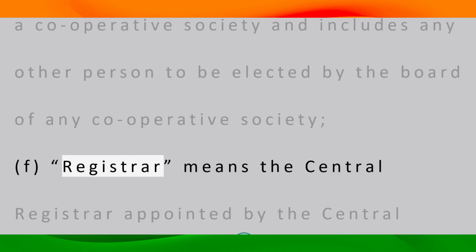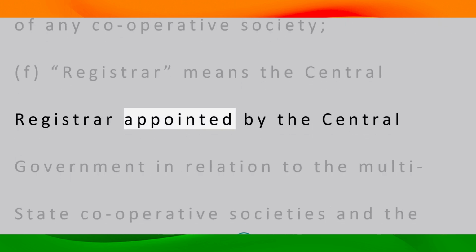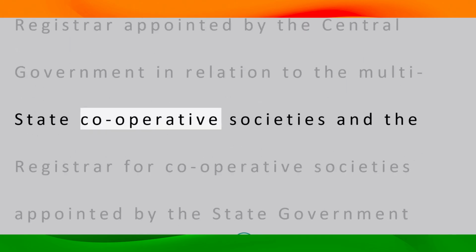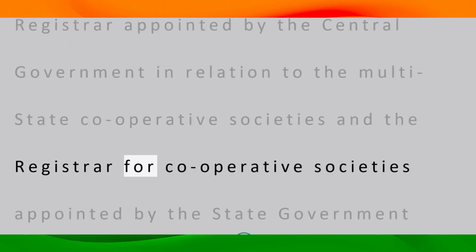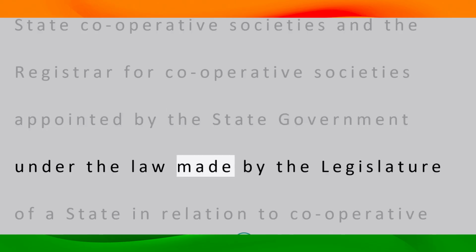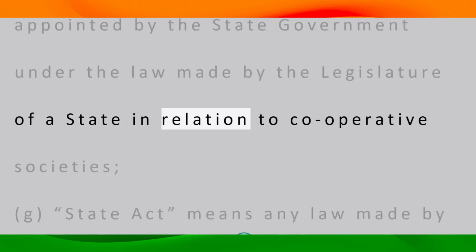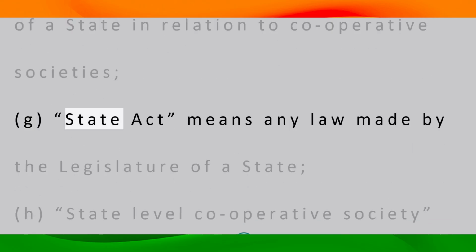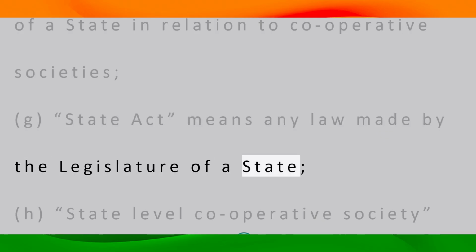F. Registrar means the central registrar appointed by the central government in relation to the multi-state cooperative societies and the registrar for cooperative societies appointed by the state government under the law made by the legislature of a state in relation to cooperative societies. G. State Act means any law made by the legislature of a state.